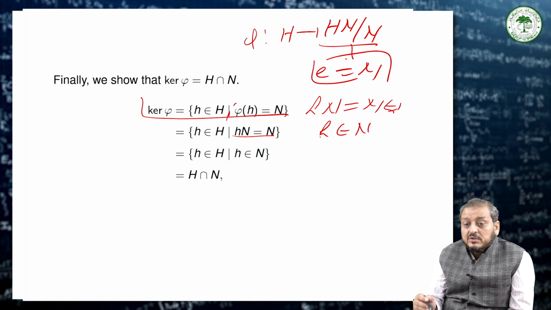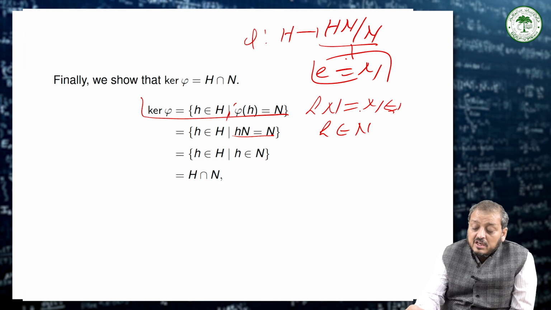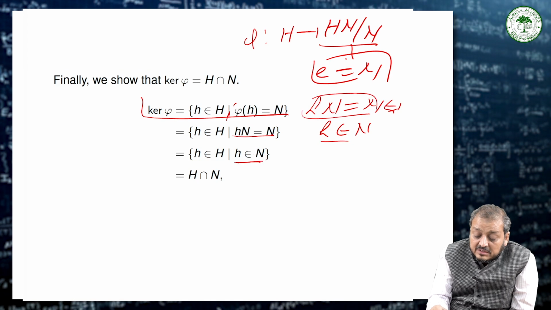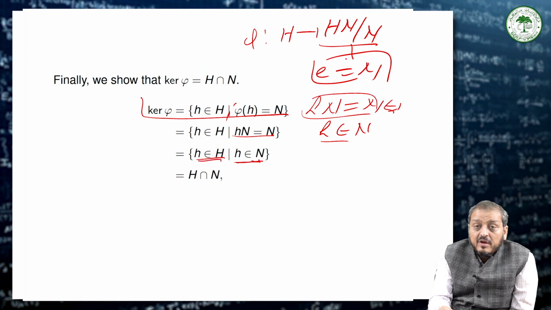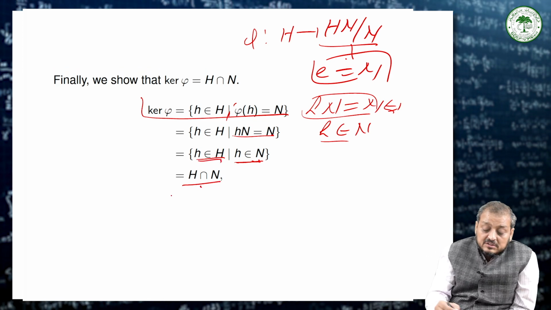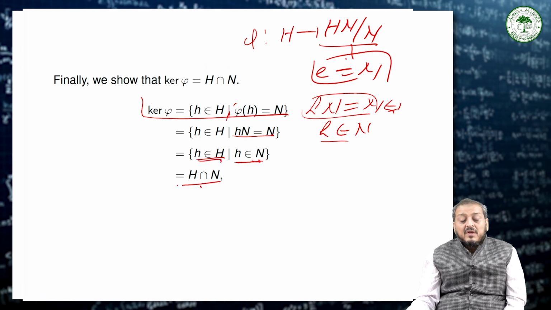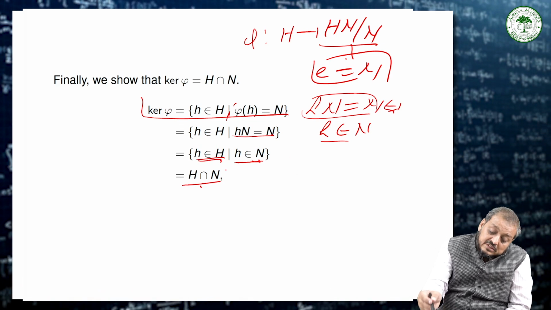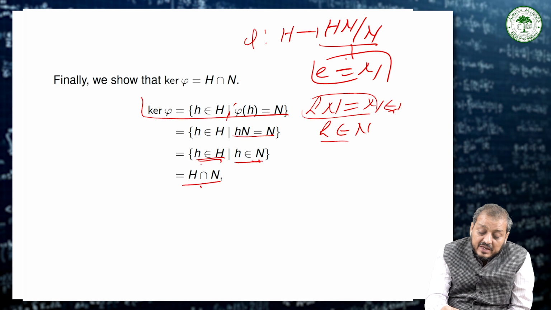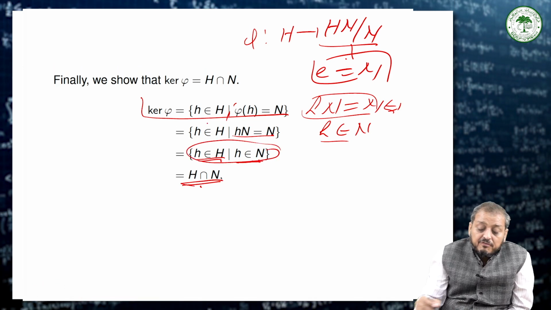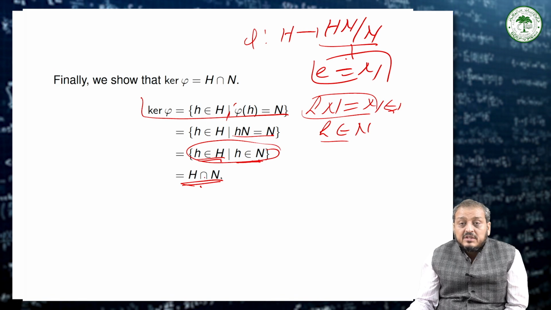By this we can show clearly that if hN is the same as N, then h is an element of N, and now if h is an element of N and h is an element of H, then h is in H intersection N. Taking h as an element of H, we have to show that h is also an element of N. That means the kernel of phi is nothing but H intersection N.